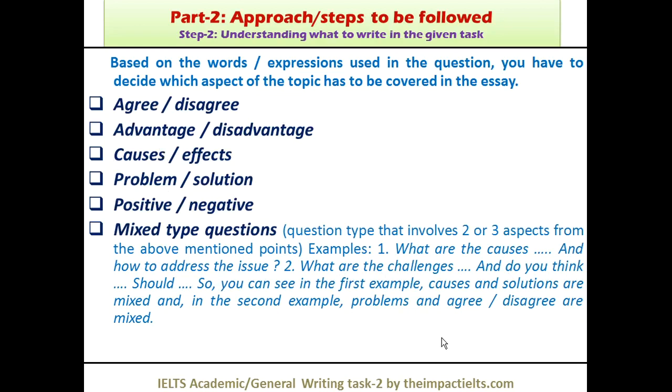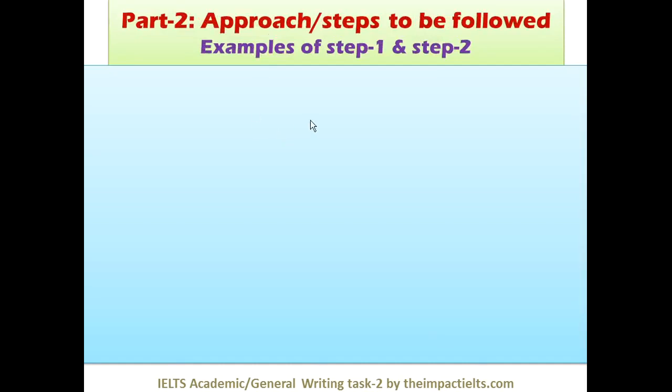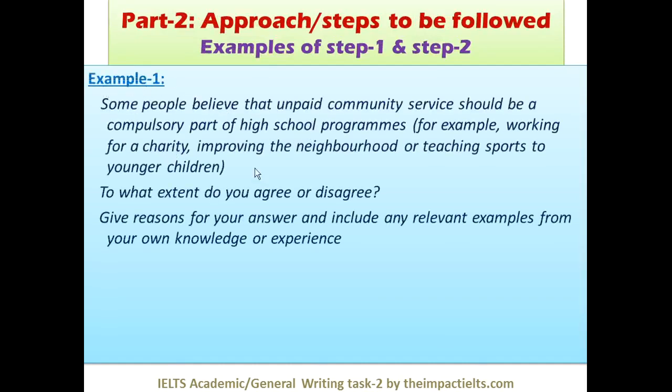Now let's try to understand it with the help of an example. Two steps we have done, and now we will see three types of questions with examples. Number one: some people believe that unpaid community service should be a compulsory part of high school programs. For example, working for a charity, improving the neighborhood, or teaching sports to young children. To what extent do you agree or disagree?